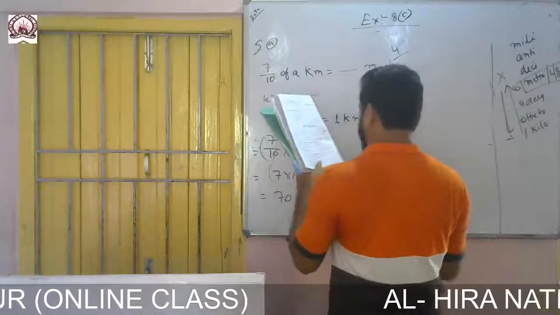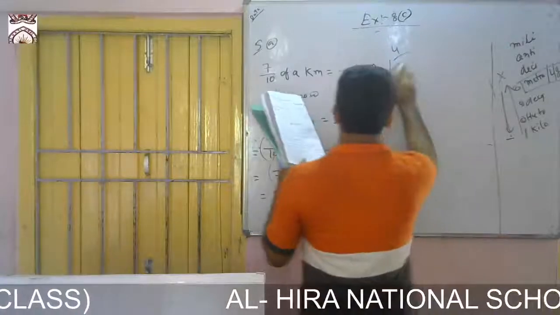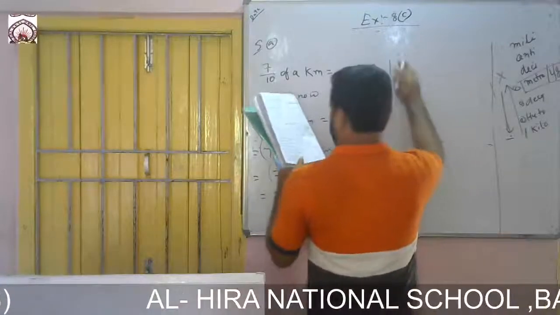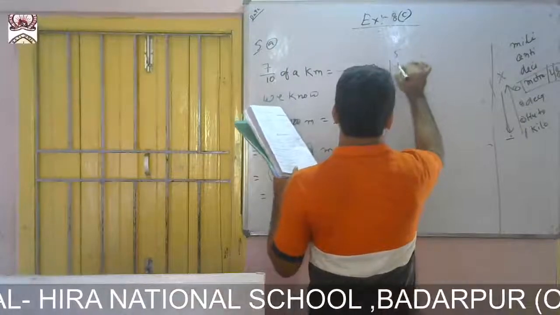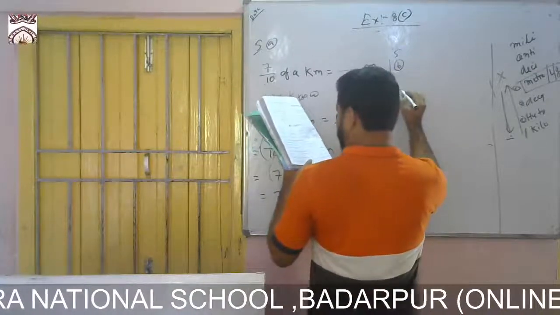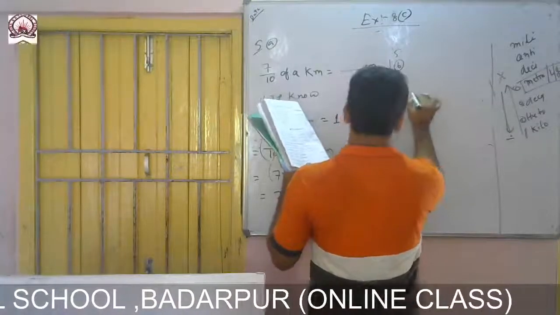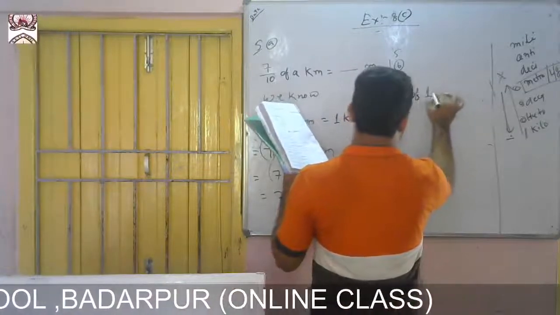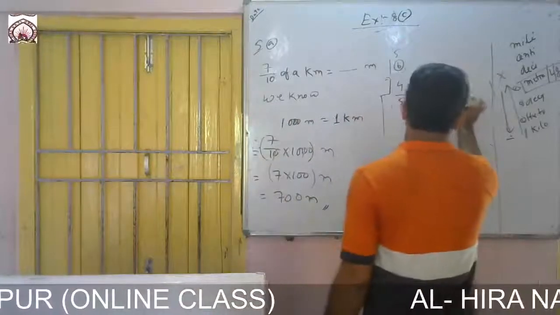Question number 5B. What is there? 4 by 5 of 1 meter. 4 by 5 of what? 1 meter equals to what? How many?